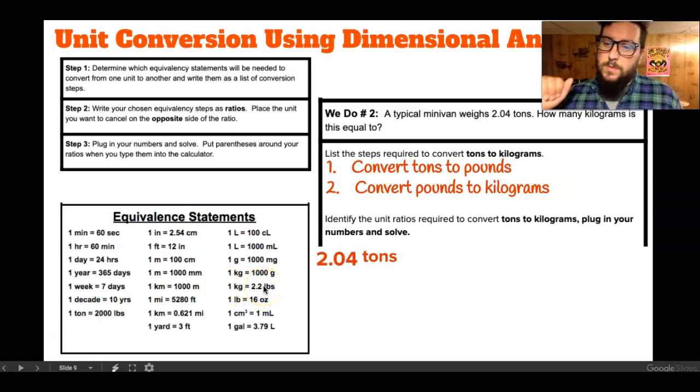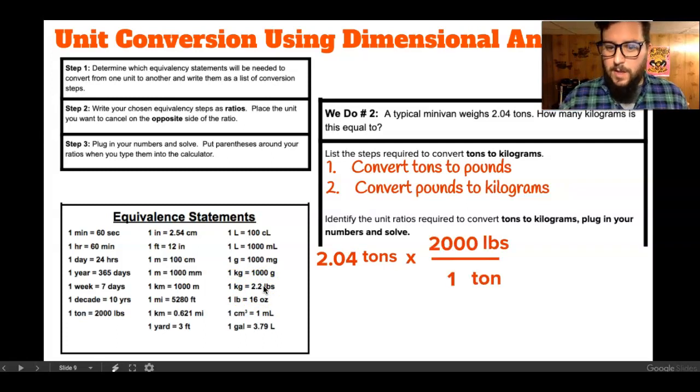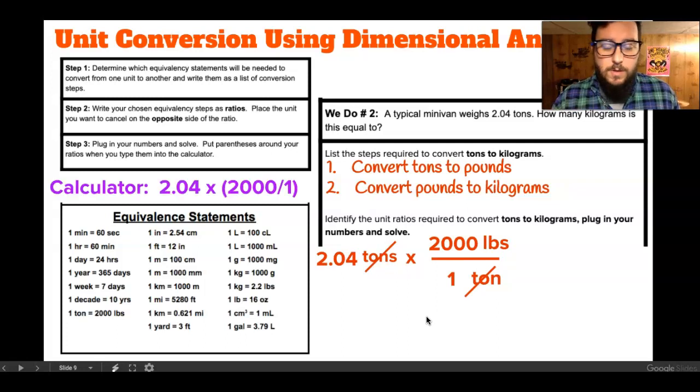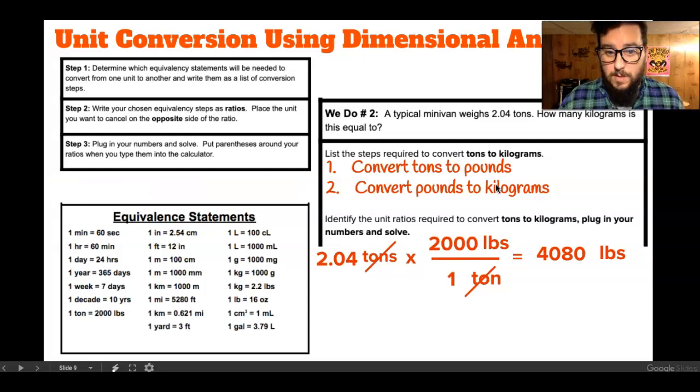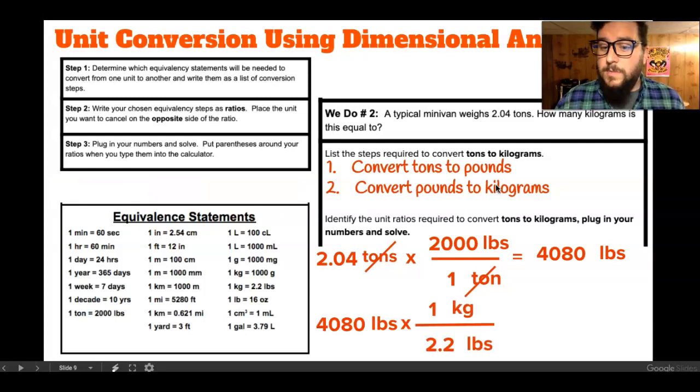So let's start with the number they give us, 2.04 tons, times in a line, and we're going to put ton on bottom and pounds up top, LBS for pounds, and the numbers come from right here, 1 ton and 2,000 pounds. Cross off tons, use our calculator, 2.04 times 2,000 divided by 1 in parentheses here, and we're going to get 4,080 pounds for our minivan. Now, step 2 says convert those pounds into kilograms. So we're going to start with those 4,080 pounds, and we're going to do times in a line.